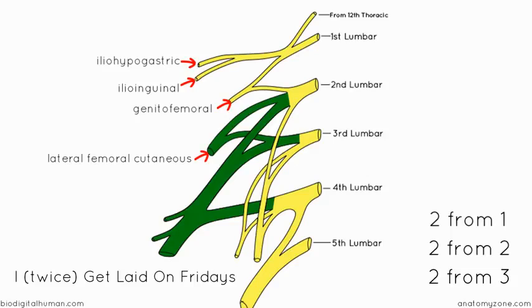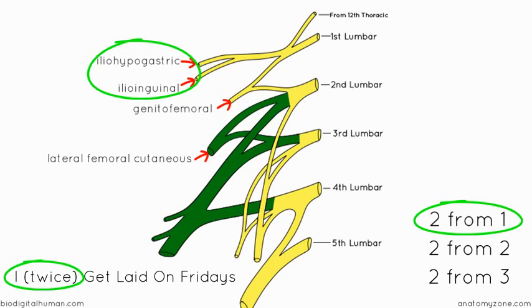And our third bit of knowledge is the mnemonic 2 from 1, 2 from 2, 2 from 3. So we know our first 2 nerves are the iliohypogastric and the ilioinguinal nerves, and we know that 2 nerves come from 1 root, so these are the first 2 nerves, so they come from the first root of the lumbar plexus, so L1.